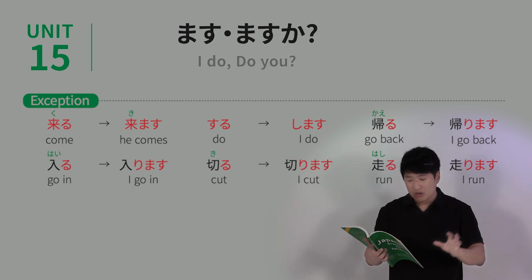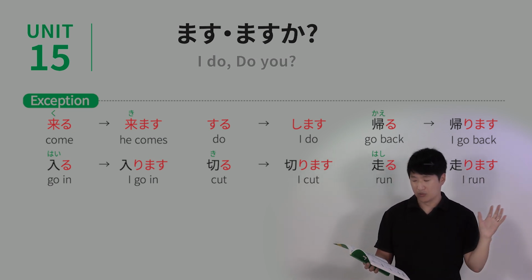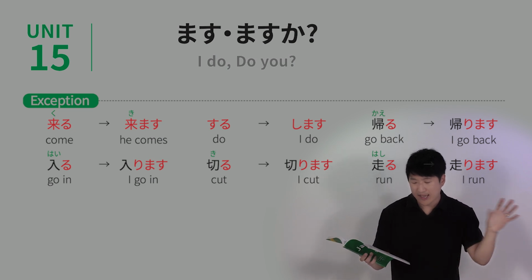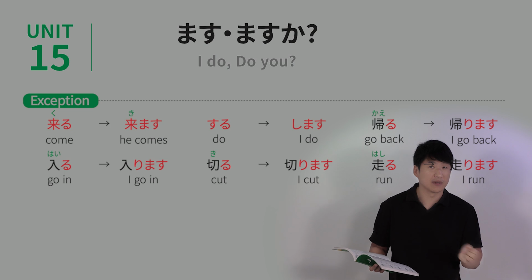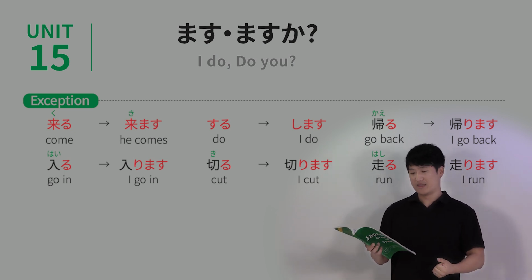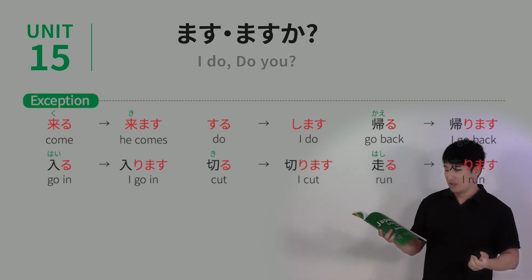Okay? So 帰る, go back. 帰ります. This one, exception. So memorize. 入る、入ります. 切る、切ります. 走る、走ります. Memorize them all. Not really many, right? So we can use this a lot.